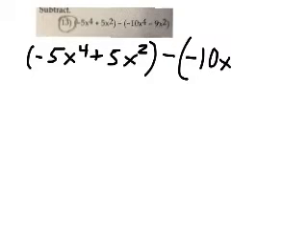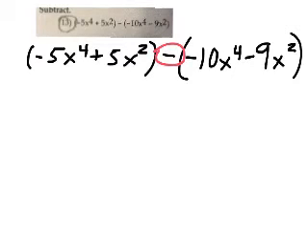So we have negative 5x to the 4th power plus 5x to the 2nd power. And you notice we can't combine those two because they're two different things. We don't know what x is. We cannot combine something with different powers, different bases. On this next one, we have minus a negative 10x to the 4th power minus 9x to the 2nd power. Okay, so like I said before, we're going to negate everything in here.